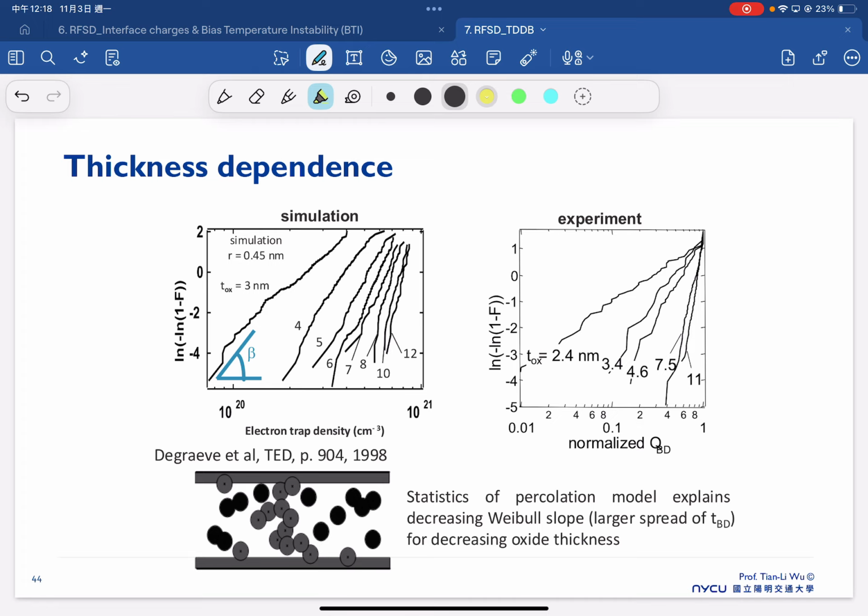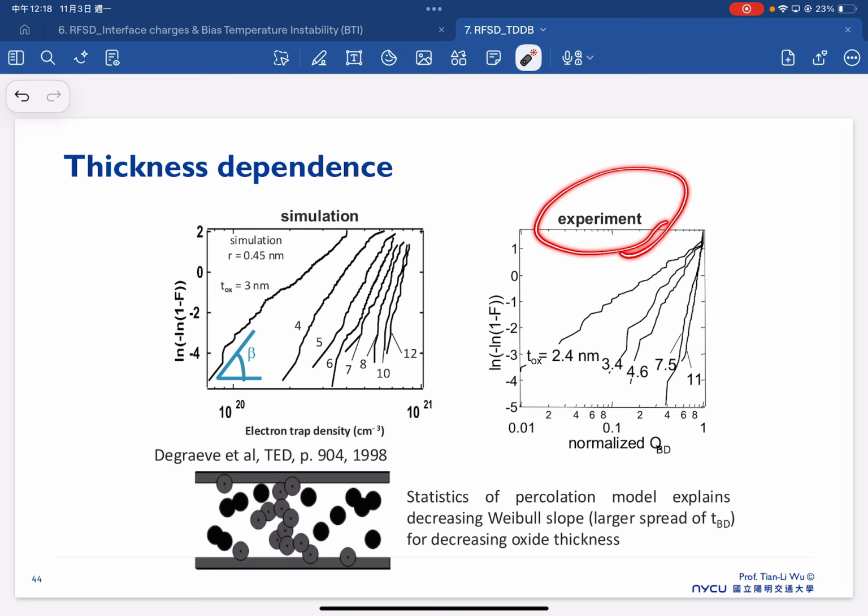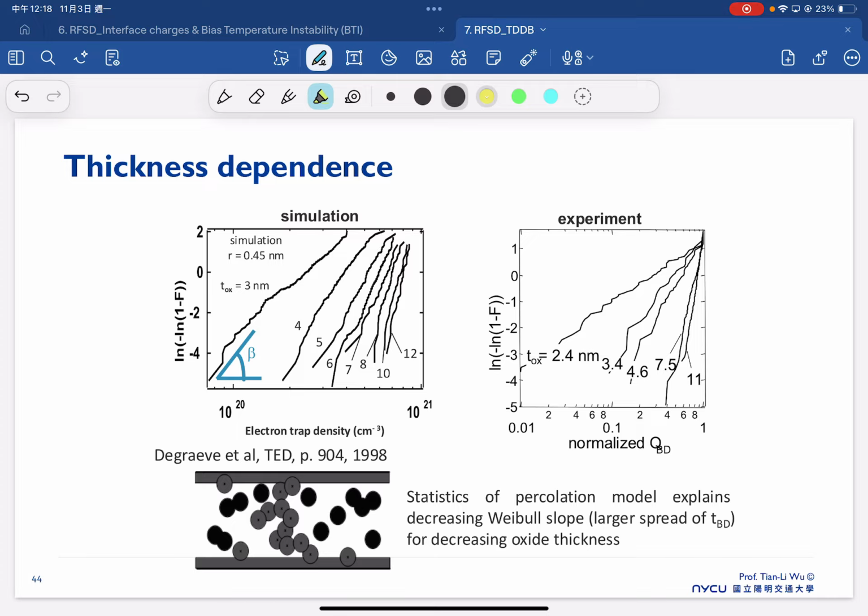thickness. So on the right hand side, we see that this is an experiment. We see the thicker dielectric, we have a large beta. The thinner dielectric, we have a small beta here. But also for simulation, we show the same conclusion. This is 12 nanometer. This is 3 nanometer here.